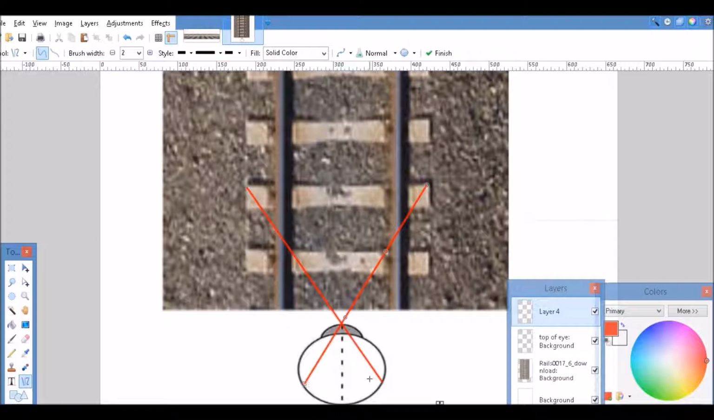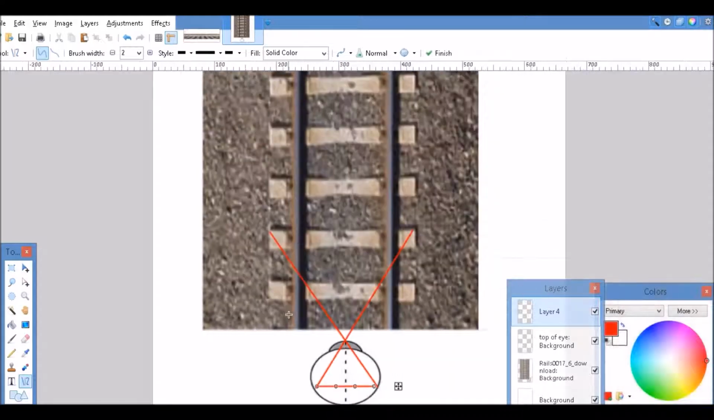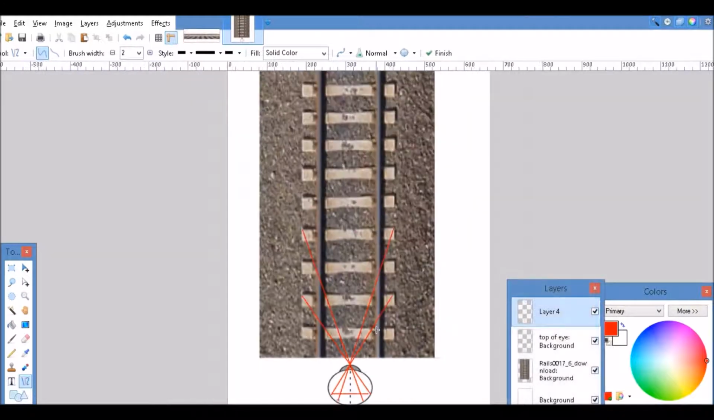Now, notice how the truss a little further away forms a smaller angle, and accordingly the image on our retina will be smaller. As we draw lines from the trusses that are even further, notice how the angles get smaller and smaller. The angle determines the size of the image on your retina. A very simple concept, yet we take it for granted.